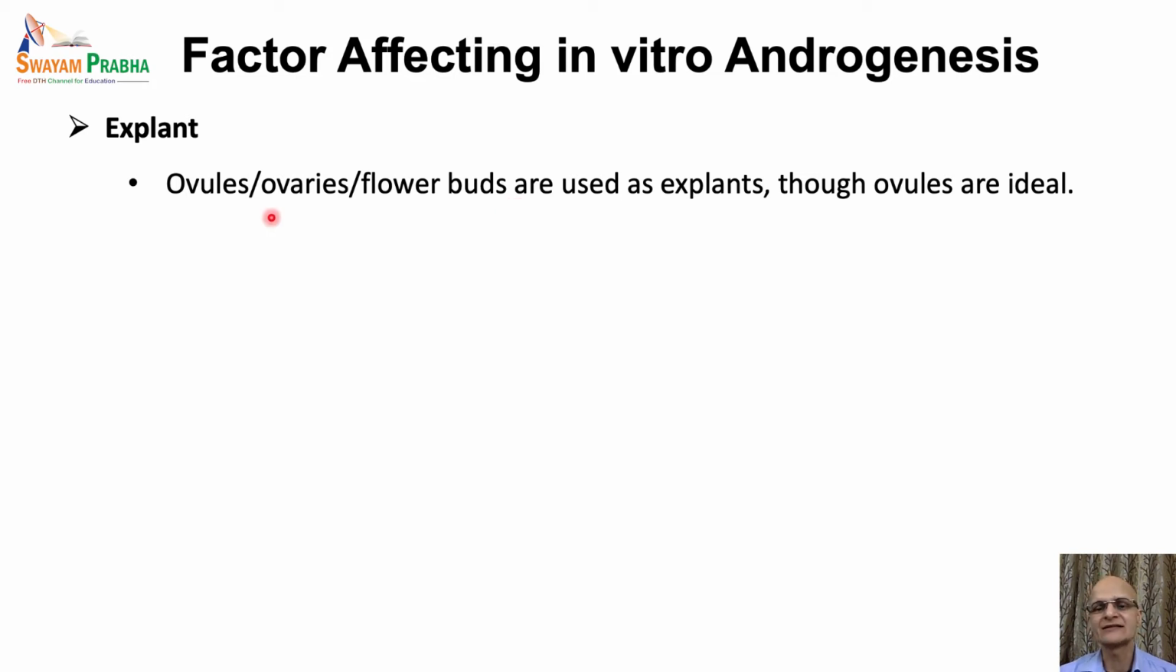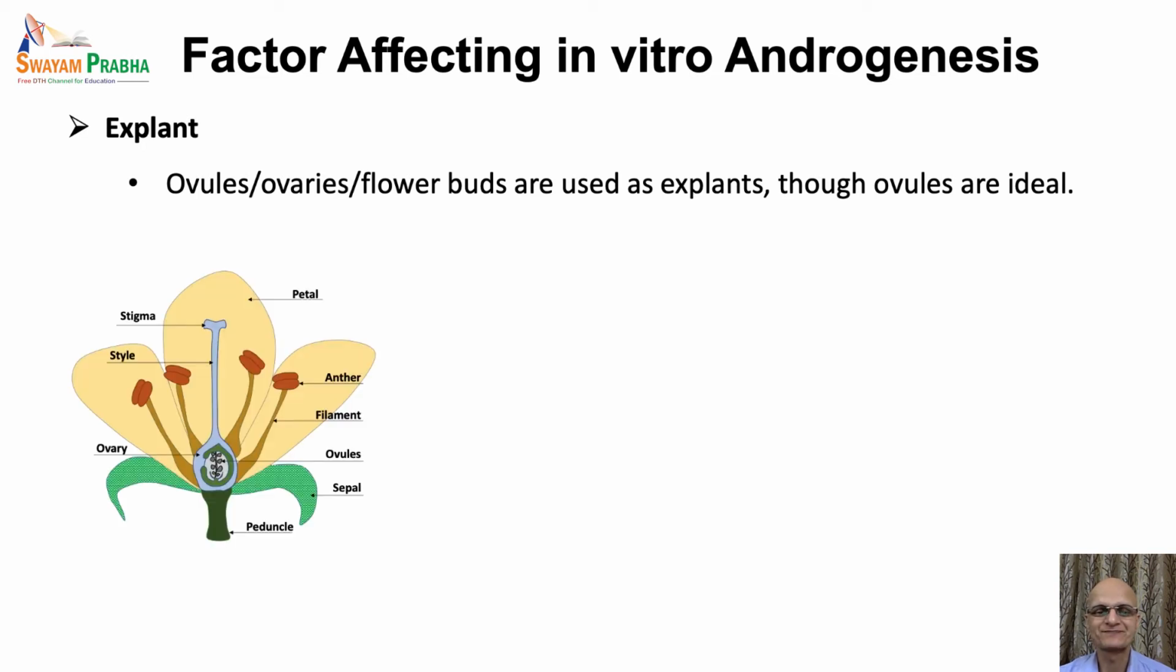Flower buds and the ovaries have lots of sporophytic tissue, and callusing from the sporophytic tissue may result in complications. Though the ovule too has sporophytic tissue, as it is very difficult to excise the female gametophyte for the in vitro culture, therefore ovules are the ideal explant in this case.